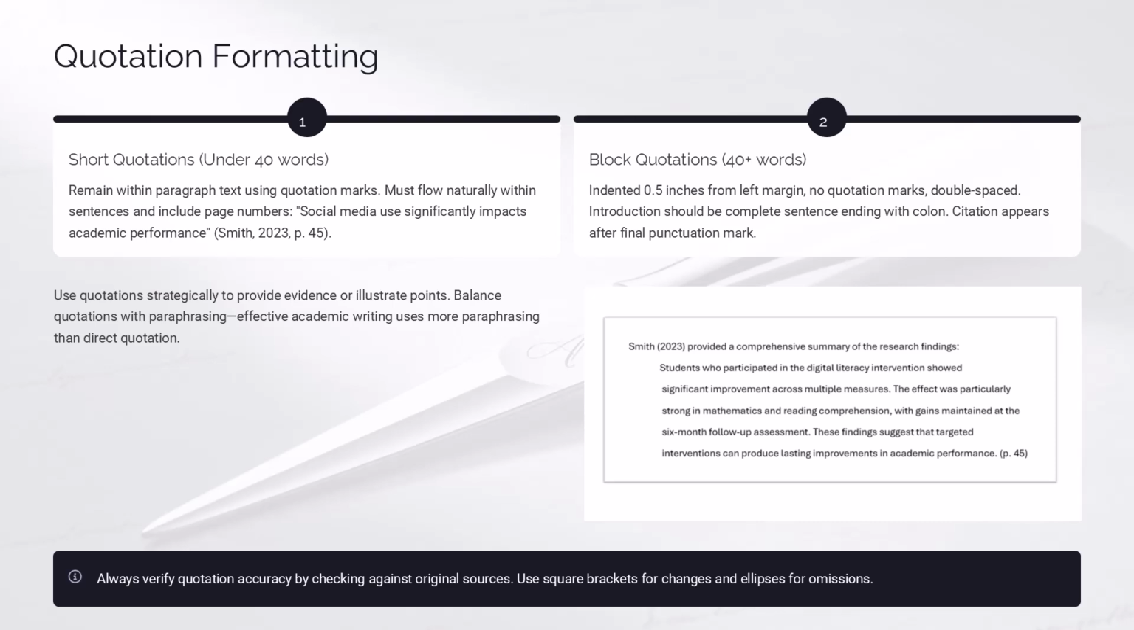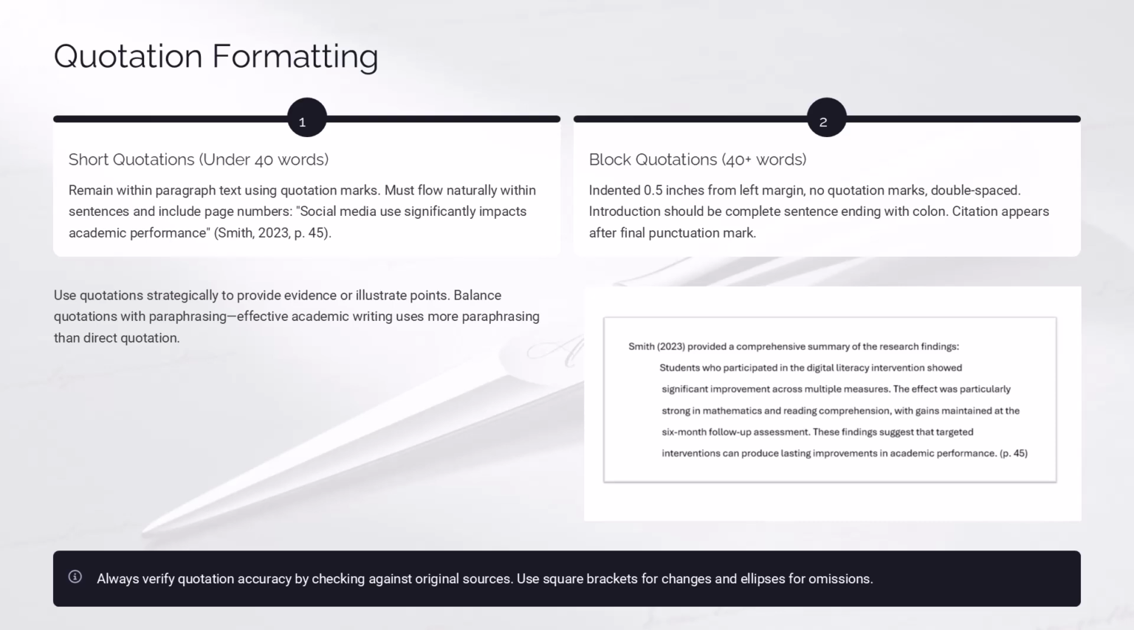Use quotations strategically rather than extensively. Quotations should provide evidence, illustrate points, or present information that's particularly well expressed in the original source. Avoid using quotations simply to add length to your paper or to avoid paraphrasing challenging material. When you do use quotations, ensure they serve clear purposes in your argument.